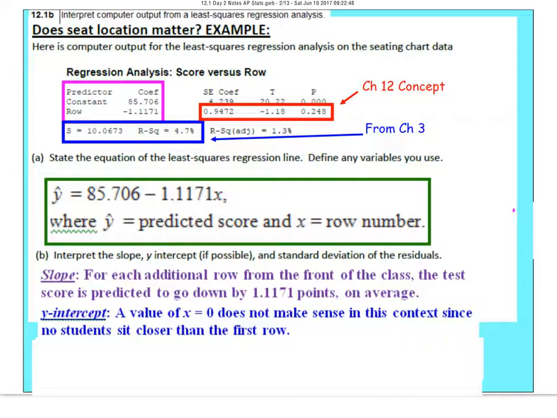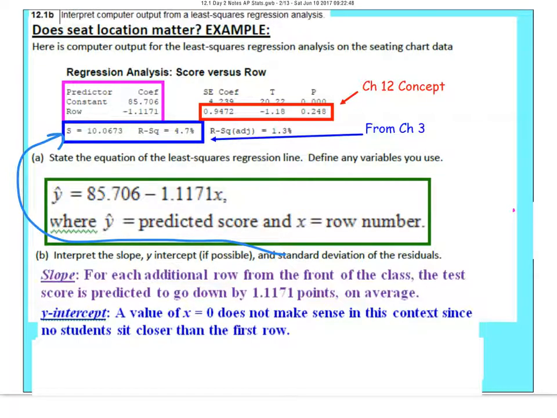The y-intercept, if you're in row 0, is what your test score will be, but no one sits in row 0. Now our new vocab word is going to be the standard deviation of the residuals. You can find the standard deviation of the residuals right here. So this here is considered the standard deviation of the residuals. I'm going to do this little arrow. That's the S for our particular model.